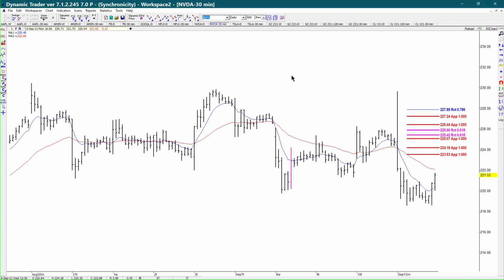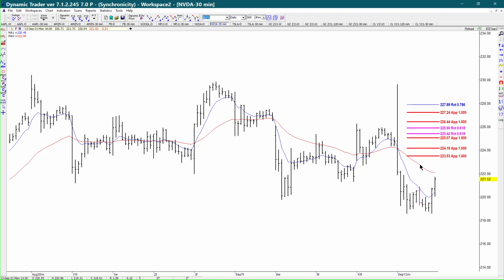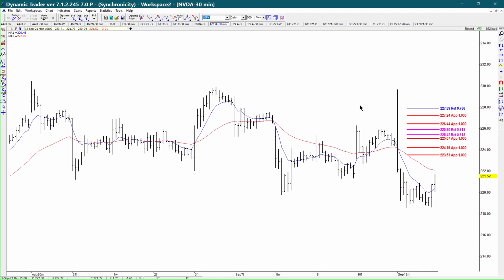All right, and then as far as the 30-minute chart, it is still bearish. If you want to look at the resistance for possible shorts, maybe for a day trade, again, that's your choice.